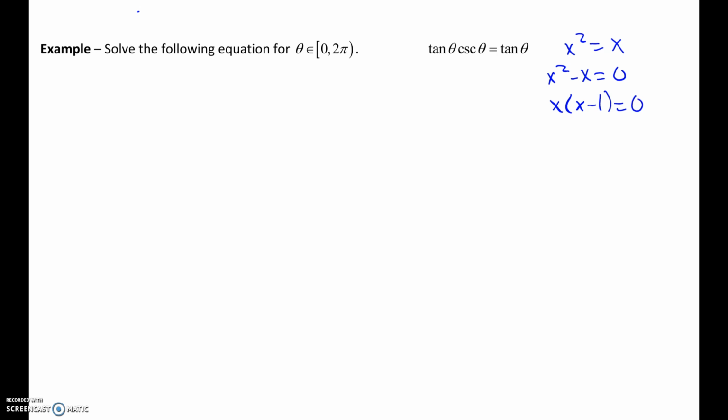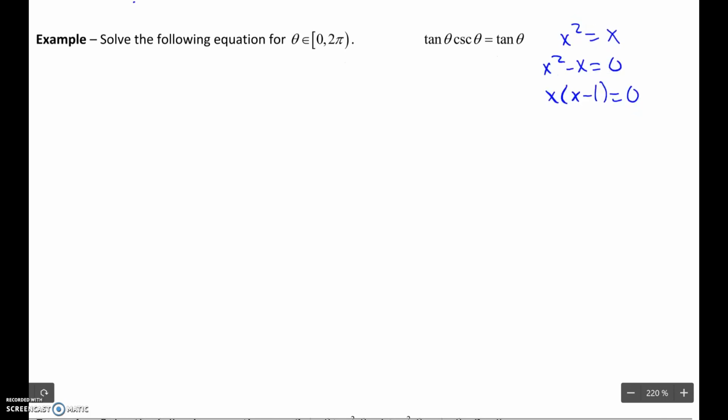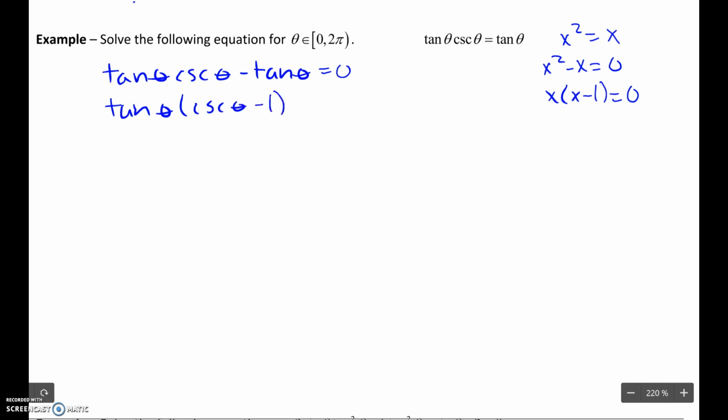So the same goes here. You want to move it over. Tangent theta cosecant theta minus tangent theta equals 0. Factor out a tangent. Tangent theta times cosecant theta minus 1 equals 0. And then set each one equal to 0. So tangent theta equals 0, and cosecant theta minus 1 equals 0.